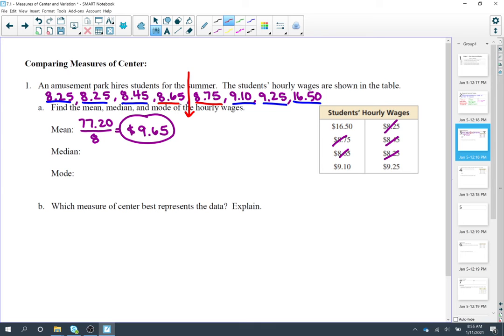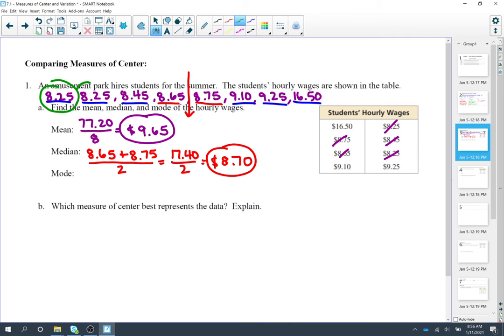So when this happens, you take the two numbers in the middle. So we're going to take the 8.65, we're going to add it to the 8.75, and then we're going to divide that by 2, because we want to find the average of the middle two numbers. That's going to get us $17.40 divided by 2, which is going to get us a middle number of $8.70, which, if you notice, is right between $8.65 and $8.75. That's your median. Now, your mode is the number that occurs most often. Do you notice that 8.25 occurs twice? It's doubled, versus all the other ones are only occurring once. So our mode is going to be 8.25.